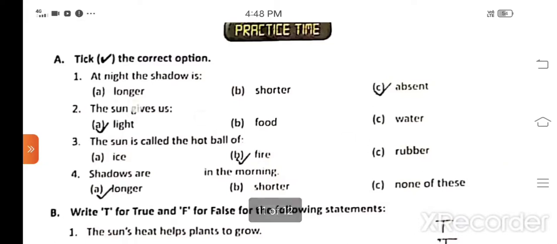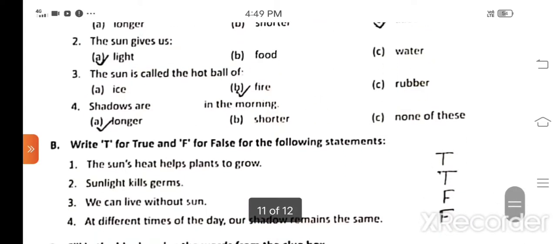Now some question answers are there. Tick the correct option. Here only one option is correct. You are to tick only one option. Let's read. At night the shadow is absent. The shadow is not longer, nor shorter, but at night it becomes absent. The sun gives us light, not food nor water. The sun is called the hot ball of ice, fire or rubber. The sun is called the hot ball of fire. Shadows are longer, shorter, or none of these in the morning. The shadow is longer in the morning.